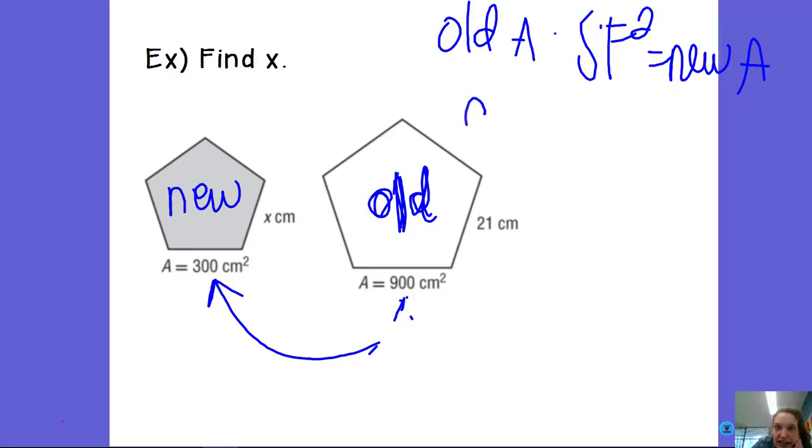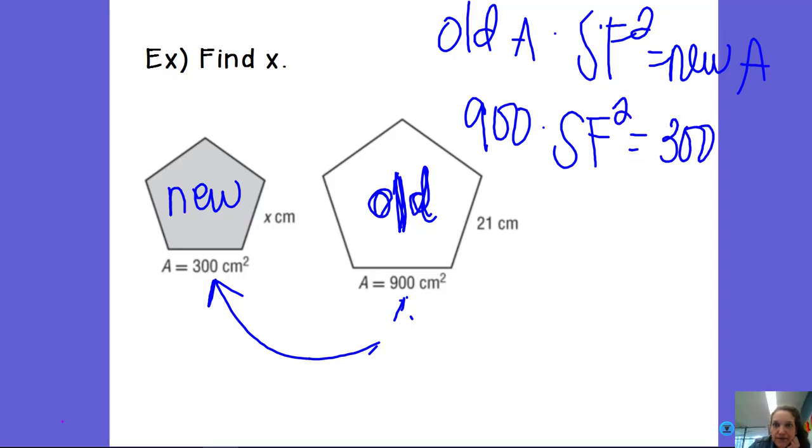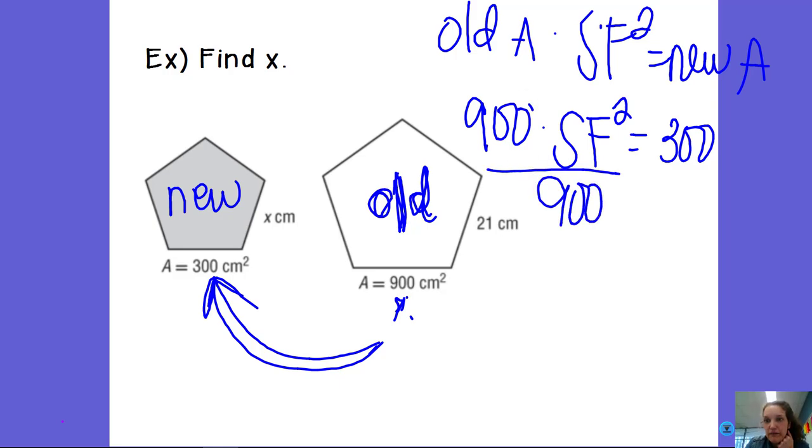So my old area is 900. I don't know the scale factor, so I'm just going to leave it as scale factor squared. And then my new area is 300. So I'm going from the white pentagon to the gray pentagon. So I'm trying to solve for this scale factor, so I'm going to get rid of this 900, so I'm going to divide by 900 on both sides.